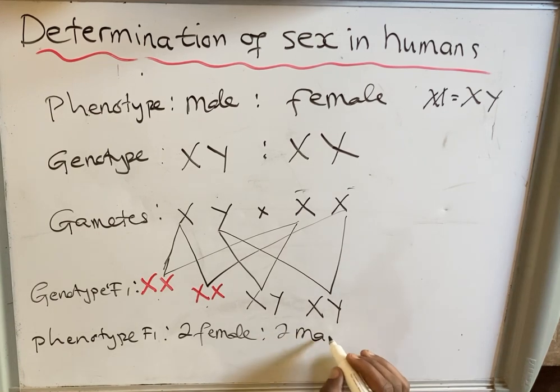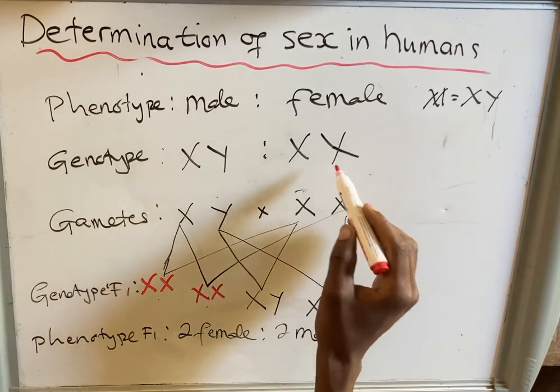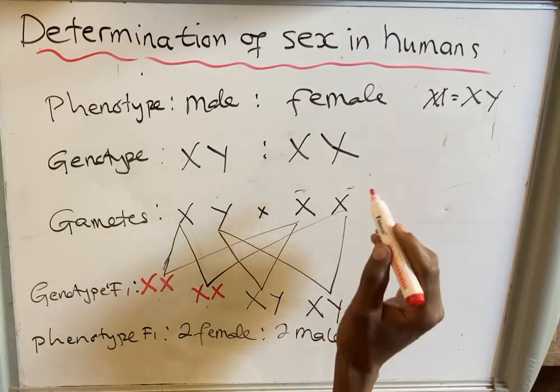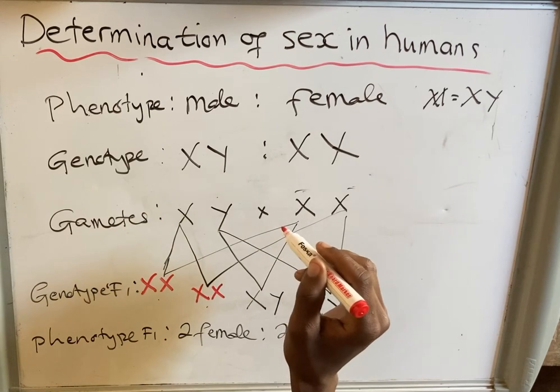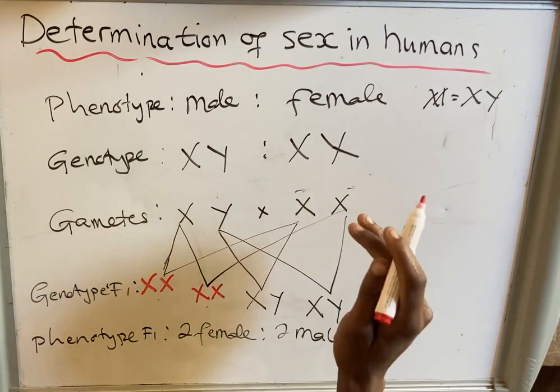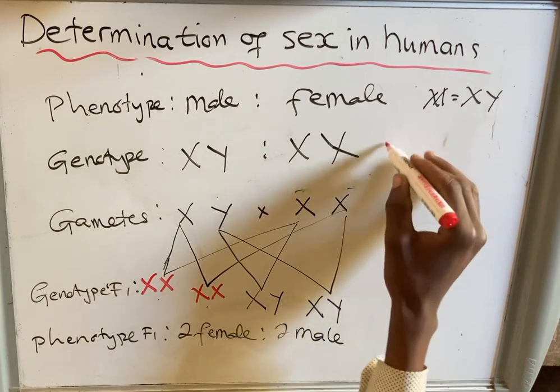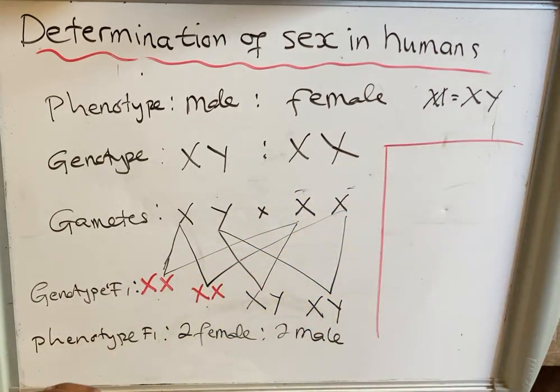Now if you are to study this diagram carefully, you must know who determines the sex of the child between the male and the female. They do ask that kind of question in an exam. Who determines the sex of the child? Is it the male or female? Now remember, this is a male, this is a female. In the female we have XX, male we have XY. According to the diagram, the person who determines the sex of the child is the male parent.